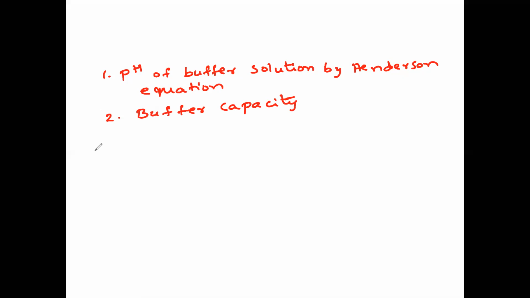I have given 4 important models, and all the 4 models are important. Based on those models, you can do any problem easily, because those are the best models we have done. Now questions based on buffer capacity in the buffer solutions. These 2 we have done, with numericals based on them. Now let us see some more questions based on buffer solutions.